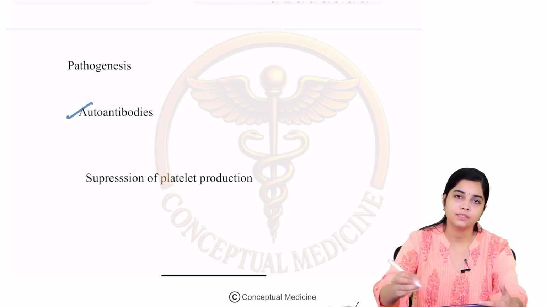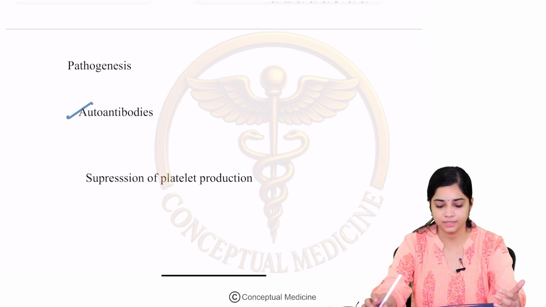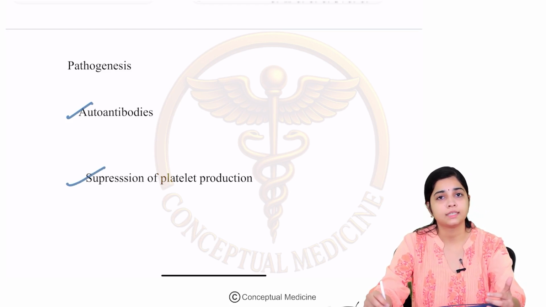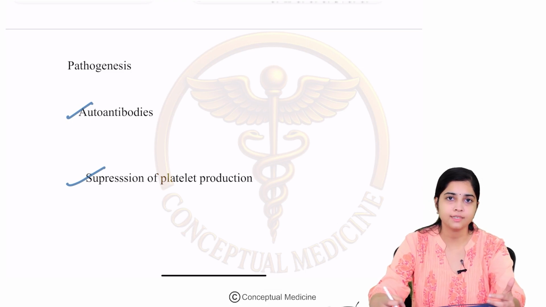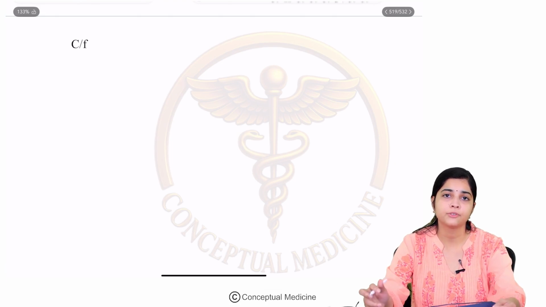So what are the pathogenetic factors which have been implicated in ITP? One is definitely the production of autoantibodies. These antibodies go and cause destruction of the platelets. But apart from that, there has also been some hypothesis that there can be suppression of platelet production as well.